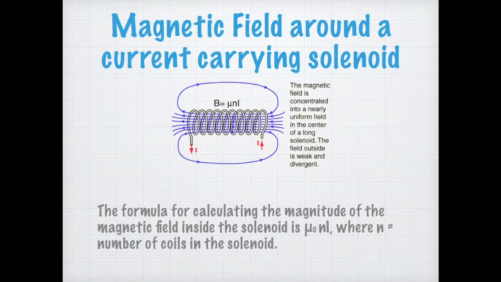So the formula for calculating the magnetic field inside a solenoid is mu N I, where N is equal to the number of coils in the solenoid, I is equal to the current, as you all know, and mu is the permeability, which depends on the material.